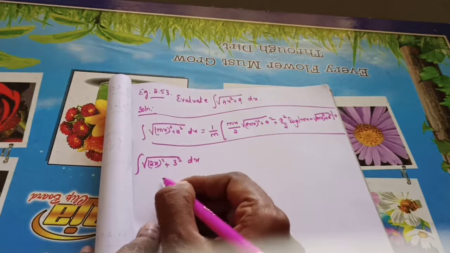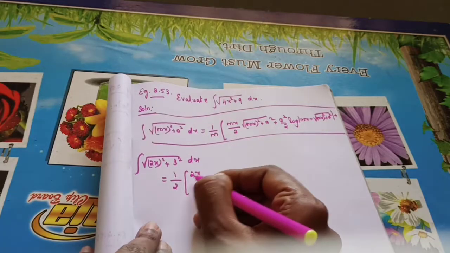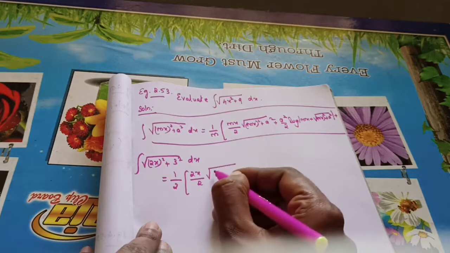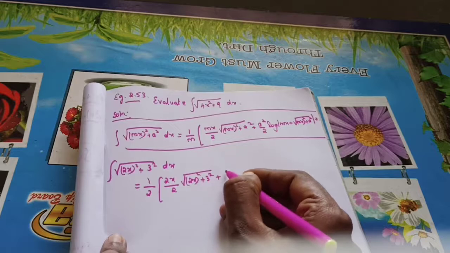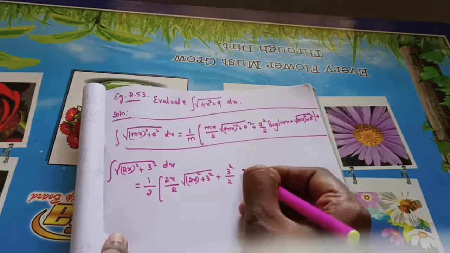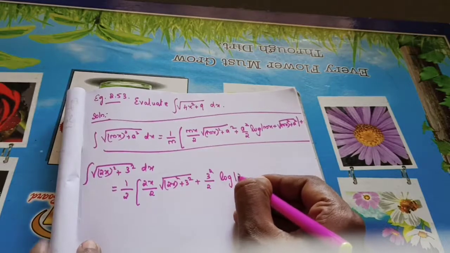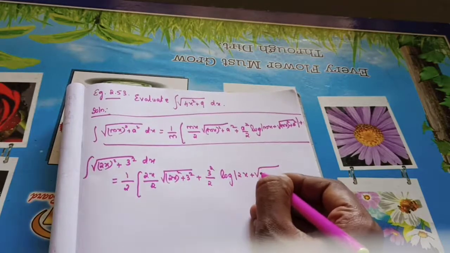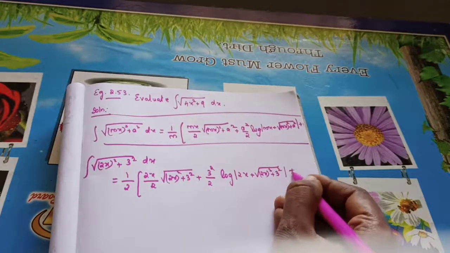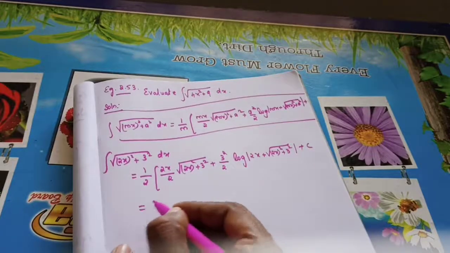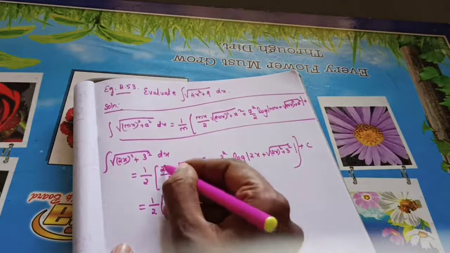2 is the m value. So 1 by m, so 1 by 2 into mx, that is 2x by 2 square root of (2x)² + 3² plus 3² by 2 log of modulus of 2x plus square root of (2x)² + 3² mod close plus c. Is it right? Okay, that's equal to 1 by 2 is an outside, so this and this will get cancelled.